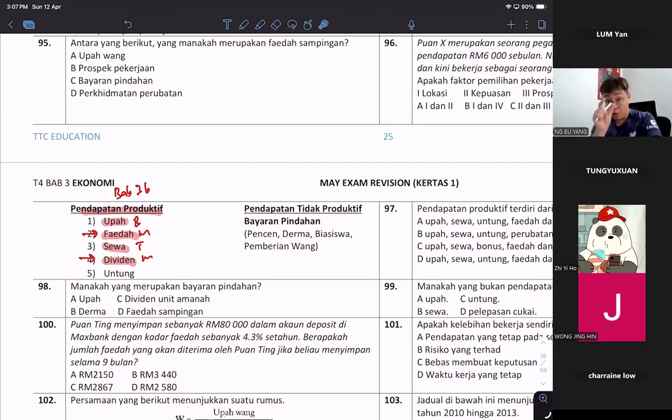Okay? So you use your modal to save money, modal for return faedah. So you use money to invest in saham. So that's why the modal to buy the saham, the return is dividend, including Bank Islam, because Bank Islam is tidak berunsur riba. So untung is for usahawan. So that's why we have buruh, modal, tanah, and then usahawan.